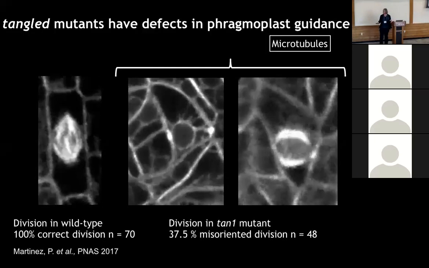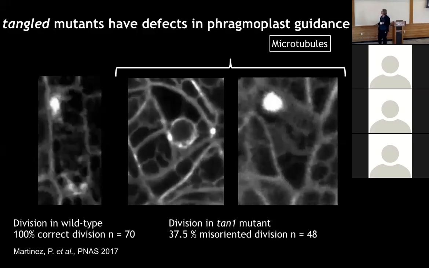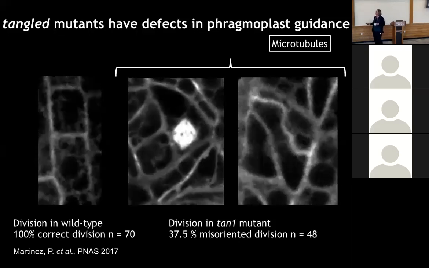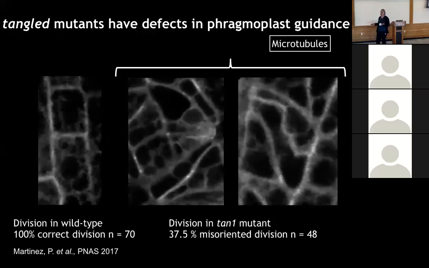So I'm going to show you some movies, which are all running. I might have to play these over again. What I want you to notice is that this division is a wild-type maize cell division. The pre-prophase band was here, and the new cell wall is here. In this tangled mutant cell, which is a very aberrant shape, the pre-prophase band was here, and the new cell wall is here too, okay? And this happens about 60% of the time.